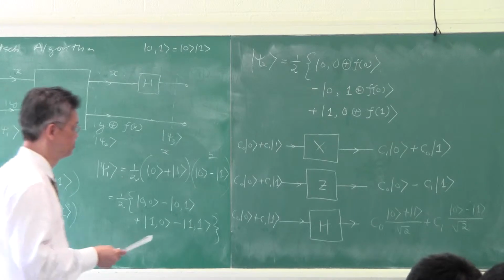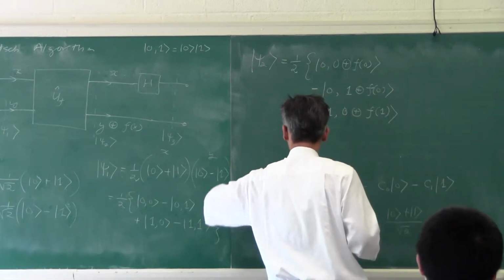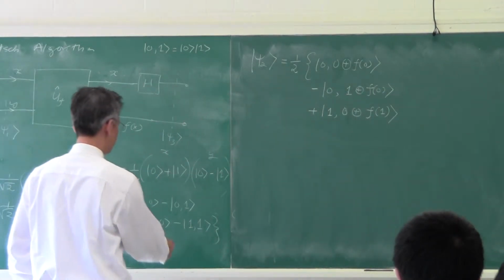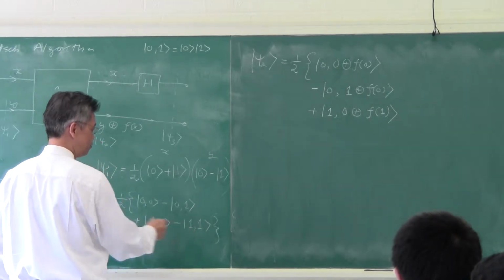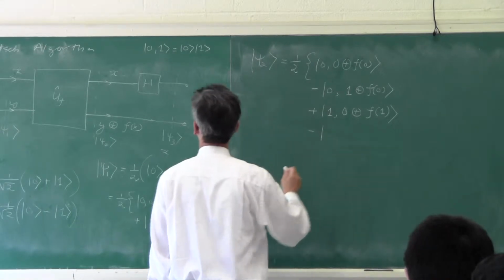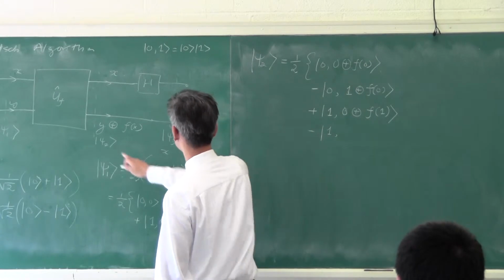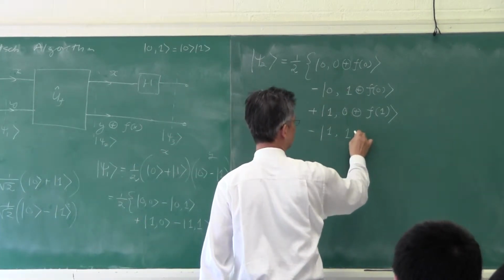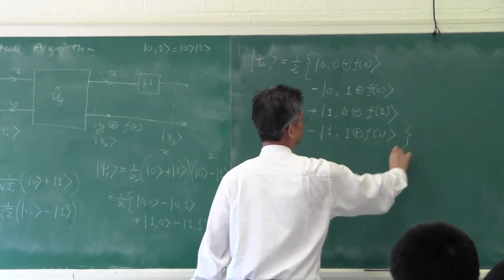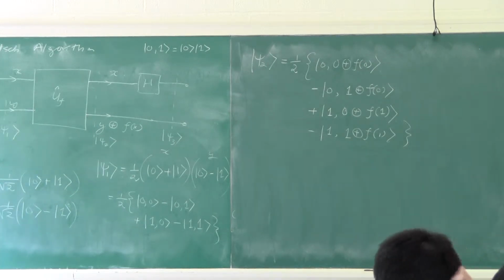And then the last term is due to 1 from here and 1 from there, which gives you minus 1, 1. So x is 1, y is 1, so I should have x is equal to 1, y is equal to 1, 1 plus f of 1. So these are my 4 terms after it goes through this thing, and these are the 4 outputs.